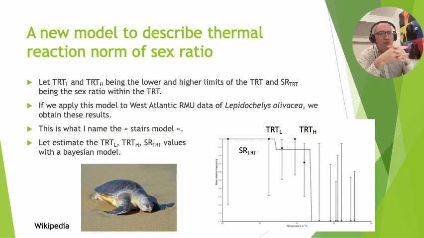We define a new model to describe the thermal reaction norm of sex ratio with two parameters, TRTL and TRTH, being the lower and higher limits of the TRT, and SRTRT being the sex ratio within the TRT. This model was proposed by Claude Piot in 1971.